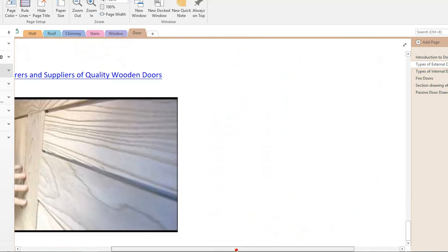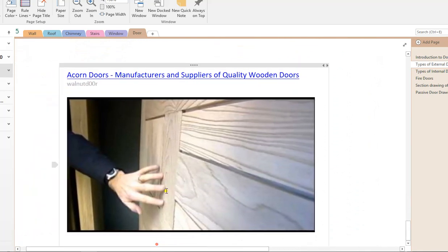Now there is a video here on your OneNote to look at doors being manufactured. So all you have to do is click on the link here and watch that video.